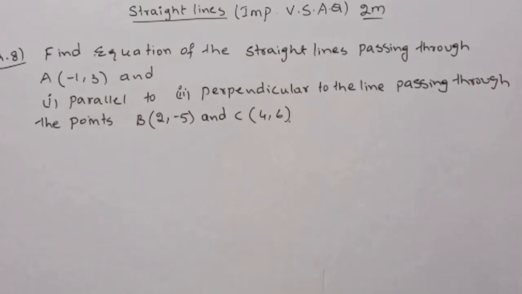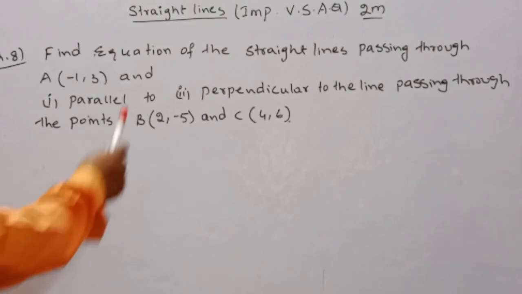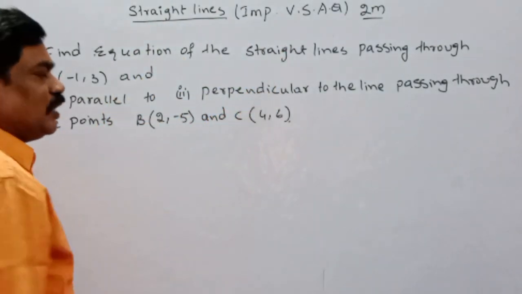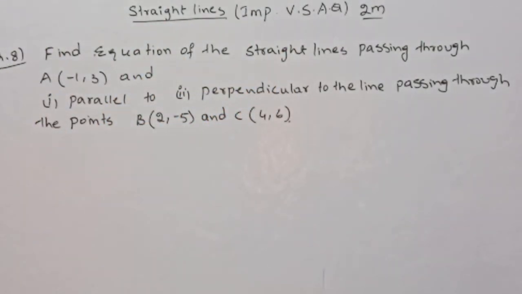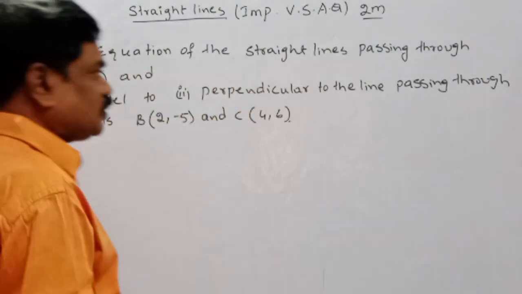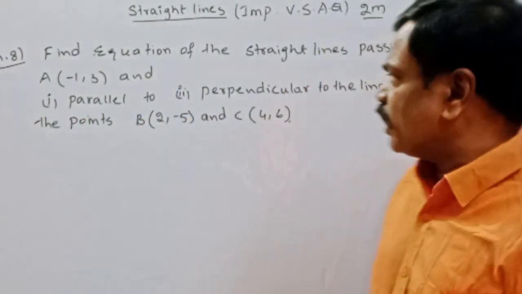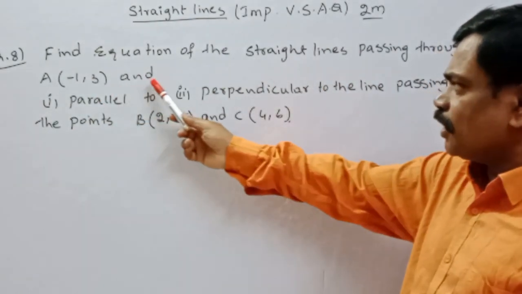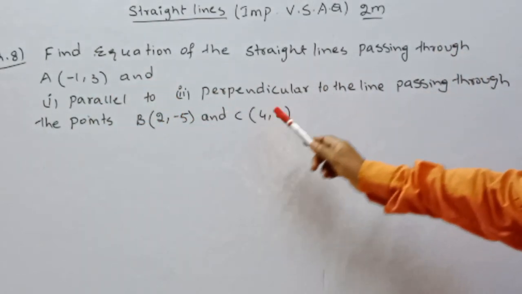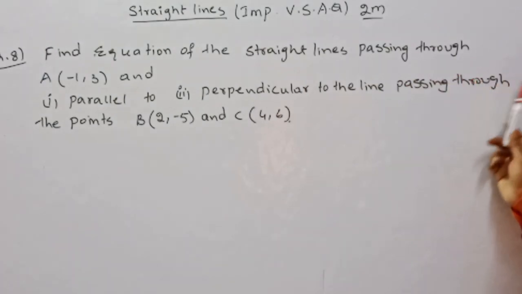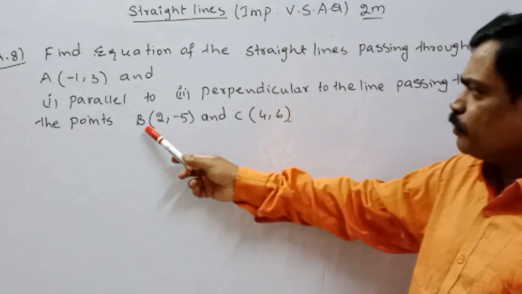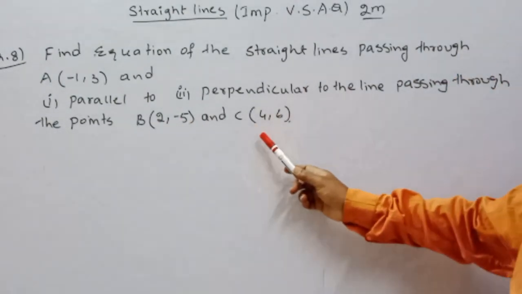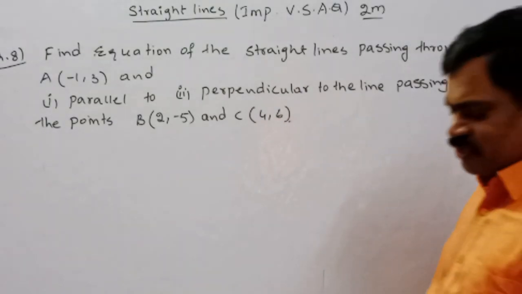Here one more problem. IPE, AP and TS straight lines, important very short answer questions. Find the equation of the straight lines passing through A(-1, 3) and parallel to, perpendicular to the line passing through the points B(2, -5) and C(4, 6).